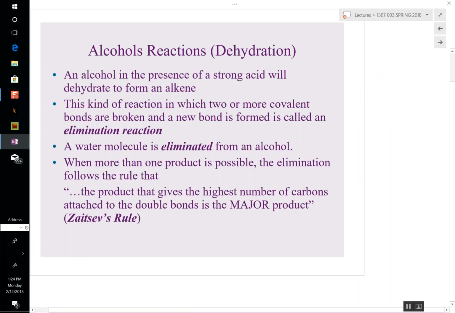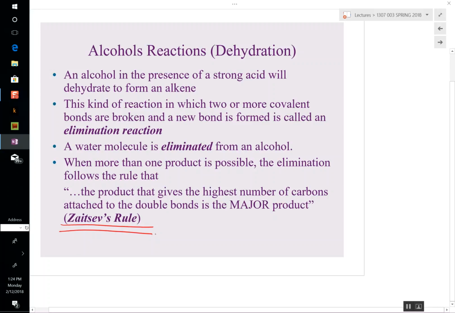Okay, now this is the last one for today. The dehydration of alcohols. So far in chapter 10, we learned that halogenation was a substitution reaction. In chapter 11, we learned that hydrogenation of a double bond was an addition reaction. And now we're going to learn a third type of reaction, elimination. The dehydration of an alcohol is an elimination reaction. And we're going to have to learn how to apply a new rule, Zaitsev's rule.